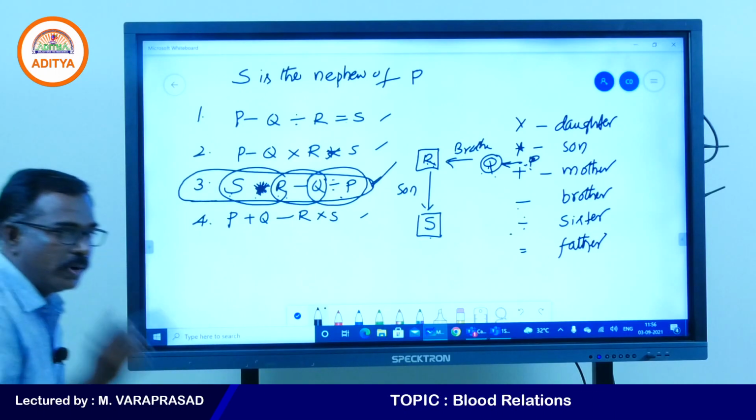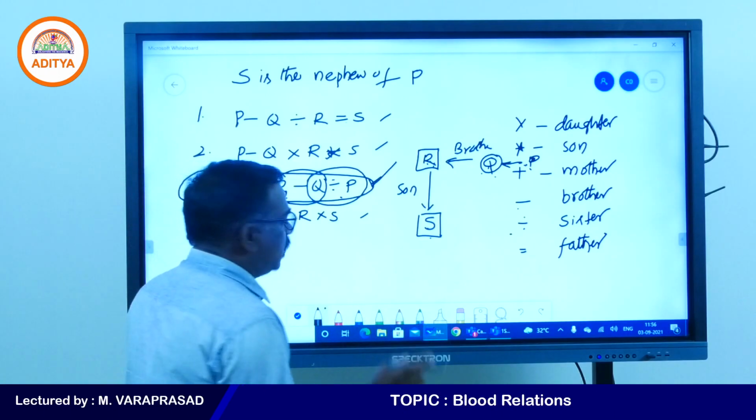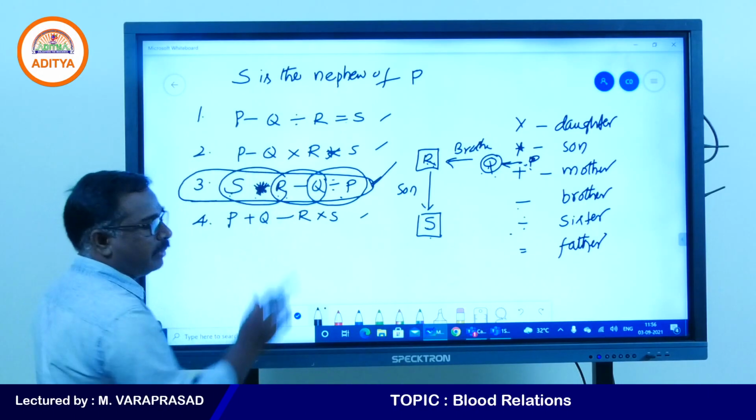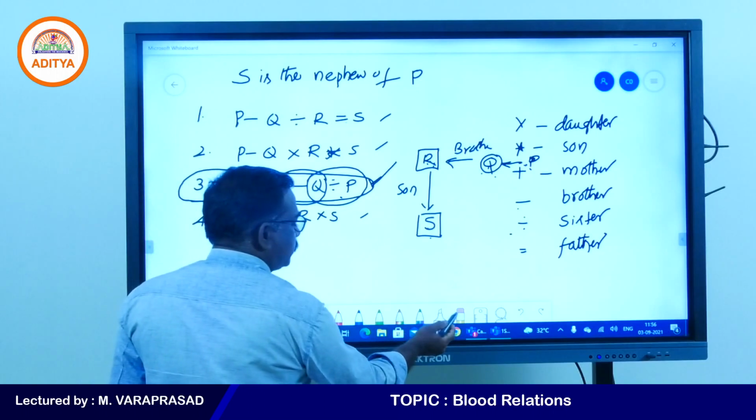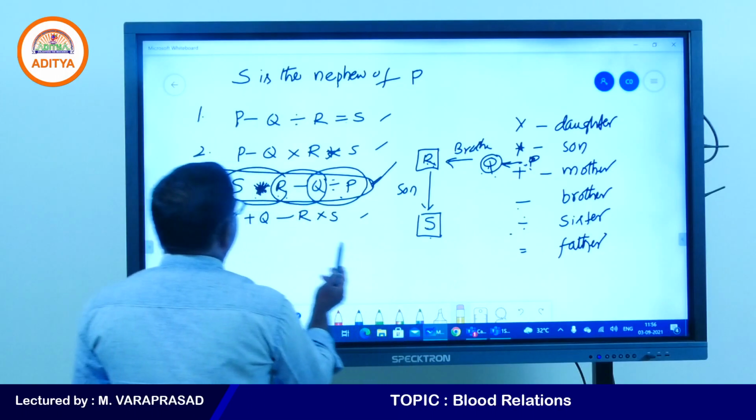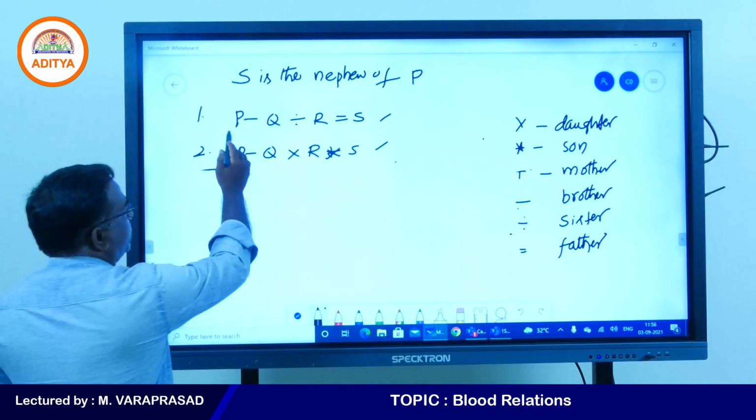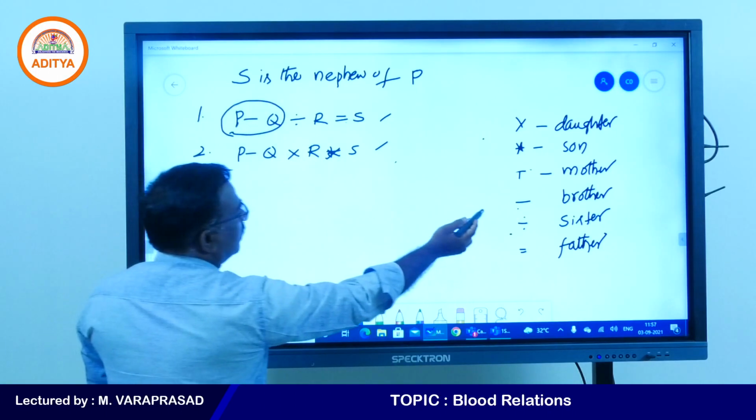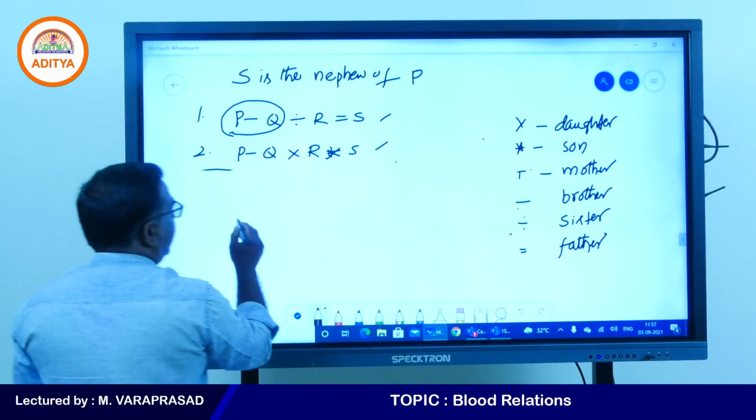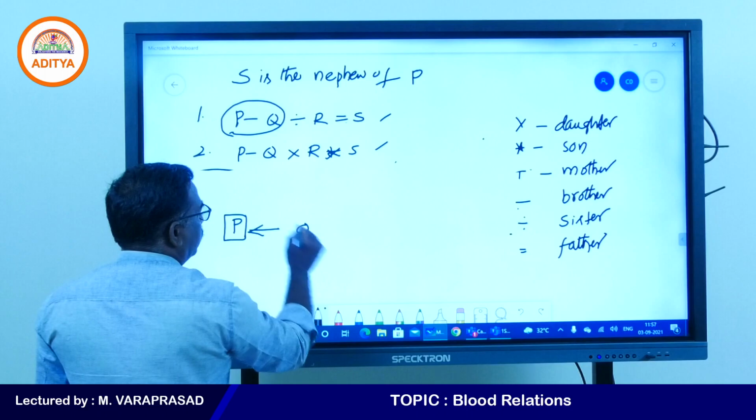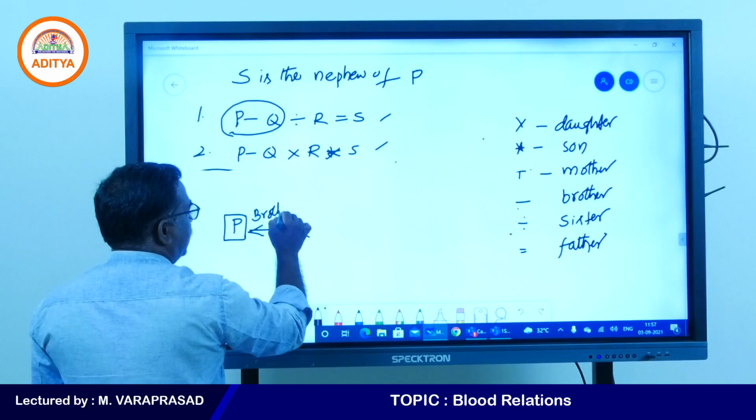Somebody has written option number 1 also. I will check option number 1 also, right? Option number 3 is 100% correct. Yes, my students, right? Option number 1 I am checking. Option number 1, P minus Q. Minus means brother. P is brother of Q, same generation.